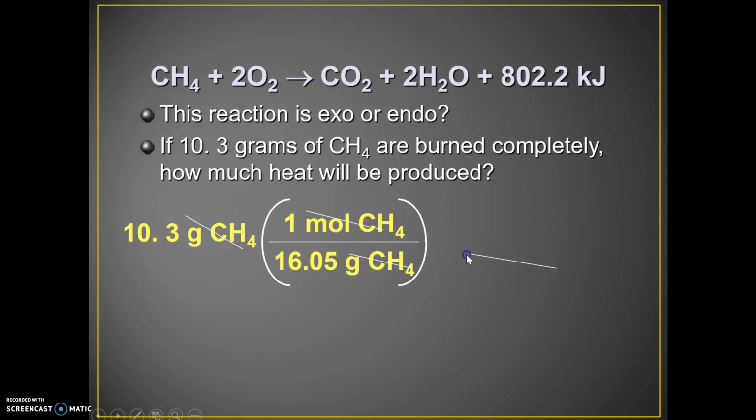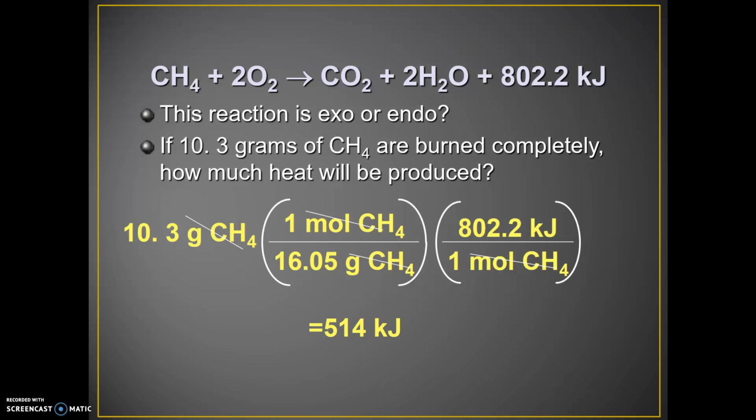Now, it's like setting up a mole ratio. You know that for every 1 mole of CH4, you're getting 802.2 kilojoules back. And so, you would end up with 514 kilojoules for every 10.3 grams of CH4 that you've burned. Okay. Now, let's say, for example, that we were using O2 instead. That mole ratio is 2 to 802. So you would say 802.2 over 2 moles of O2. Okay? So it's a normal mole ratio. It's just you're using a heat value.